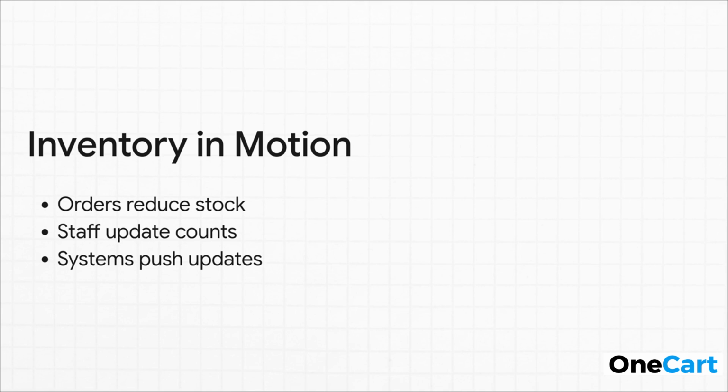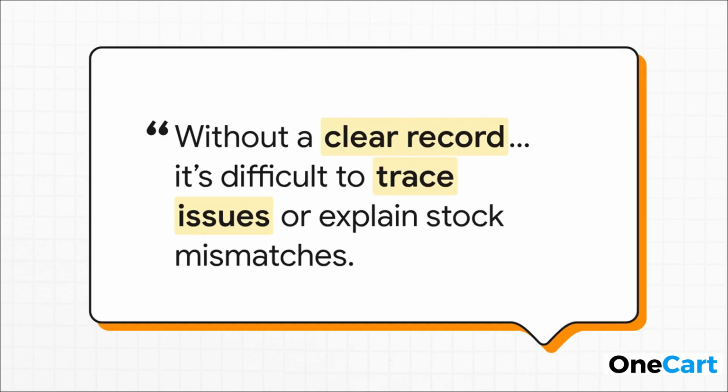You've got orders flying in from different marketplaces, maybe Shopify or Amazon. At the same time, a team member in the warehouse is doing a manual stock count. And all the while, your system is trying to push all of those updates everywhere all at once. It's this constant, chaotic flow of data from all directions. And this is where the problem really starts.